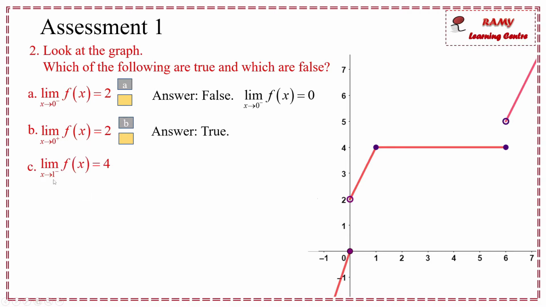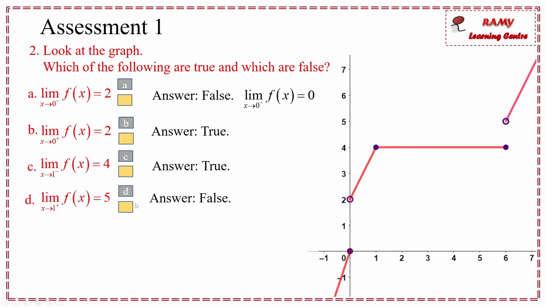Limit x tending to 1 minus of f of x is equal to 4. So, as x approaches 1 from the left, f of x approaches the value 4. Therefore, it is true. Limit x tending to 1 plus of f of x is equal to 5. So, as x approaches 1 from the right, f of x approaches the value 4. Therefore, the answer is false. And the reason is limit x tending to 1 plus of f of x is equal to 4.